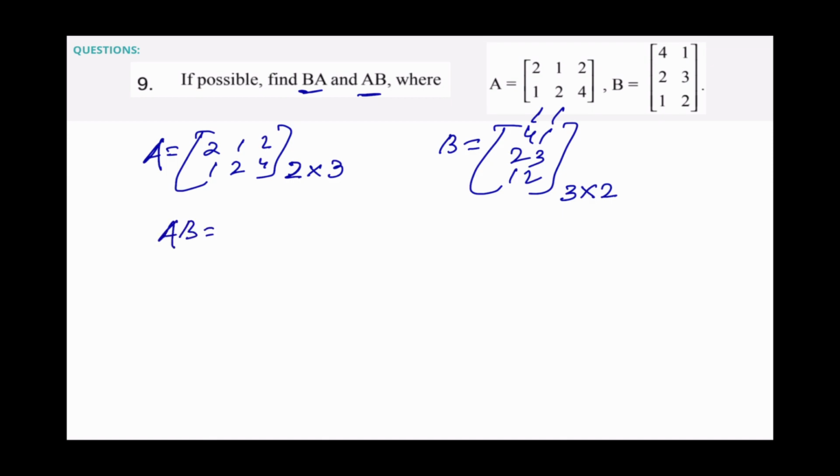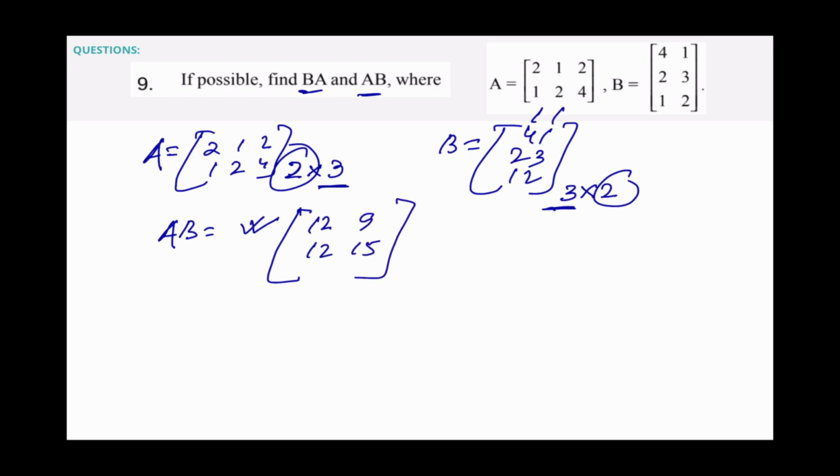So if I do AB, the column of the first and the row of the second are the same, so it is possible. Okay, so I won't show you the multiplication part. What you have to do is do the multiplication by yourself. I'll just show you the answer. Pause the video, multiply yourself. Very simple. So what is the matrix you will generate? 2 cross 2. So the answer will be, I'm just putting up 12, 9, 12, 15.